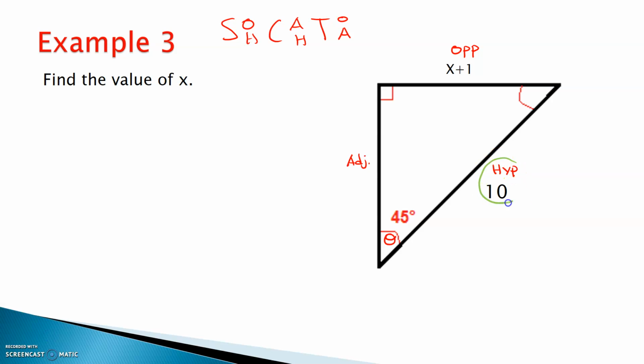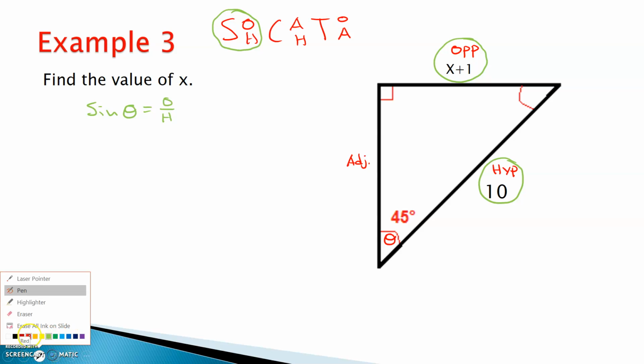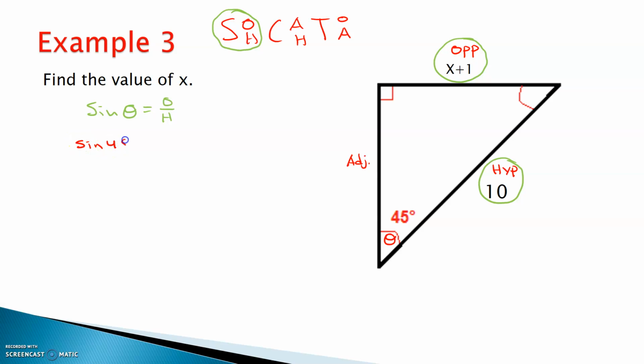Well, I know my hypotenuse is 10. I know my opposite is x plus 1. So what has opposite and hypotenuse? That is going to be sine. So we're going to say sine theta, which is opposite over hypotenuse. How would we set this up? Well, let's go ahead and put sine of 45 degrees is equal to my opposite side, which was x plus 1 over my hypotenuse, which is just 10.